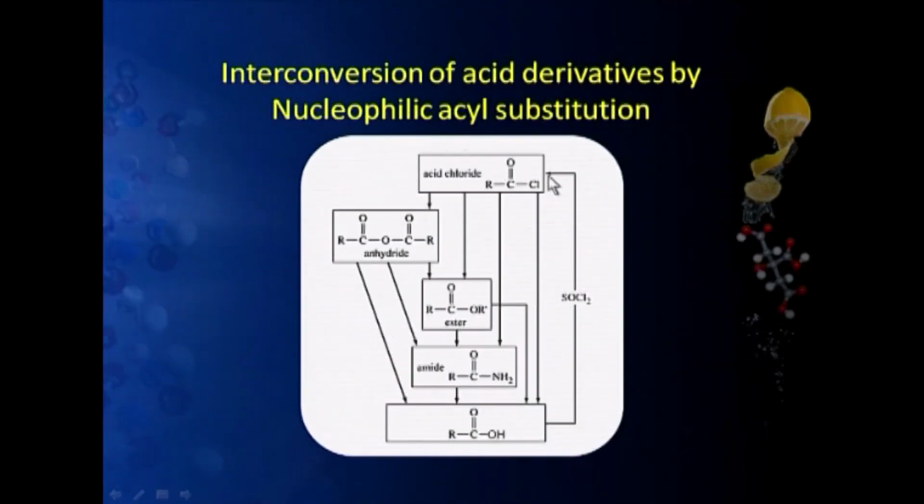So, this chart shows that acid chlorides can be converted into esters or amides, or can be hydrolyzed back to carboxylic acids, or can be converted to acid anhydrides. But amides can only be hydrolyzed to acids and cannot be converted back to any of these derivatives. So, this chart shows the sequence of which acid derivative can be obtained from which other acid derivative.